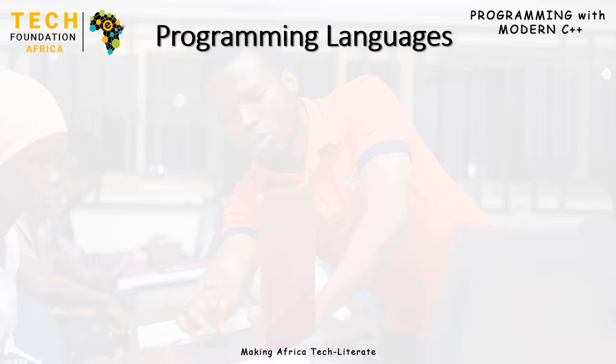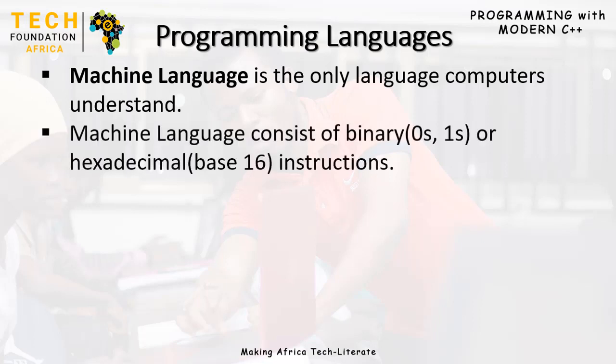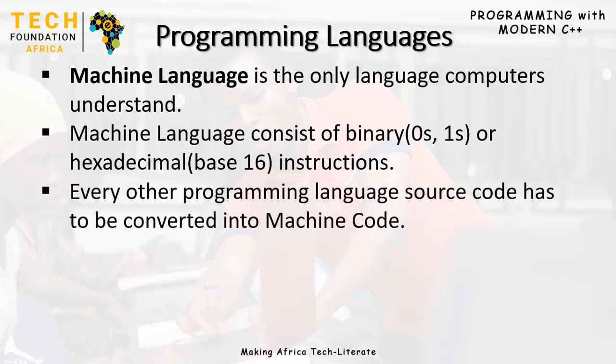Finally, on computer programming languages, I want to talk about machine language. Machine language is the only language a computer understands. No matter what programming language you like to program in, everything you do in that high-level language has to be converted into machine language before the computer can execute it. Machine language consists of only binaries, zeros and ones, or sometimes we can have representations in hexadecimal, or base 16. Is that okay? And every programming language's source code has to be converted into machine language.